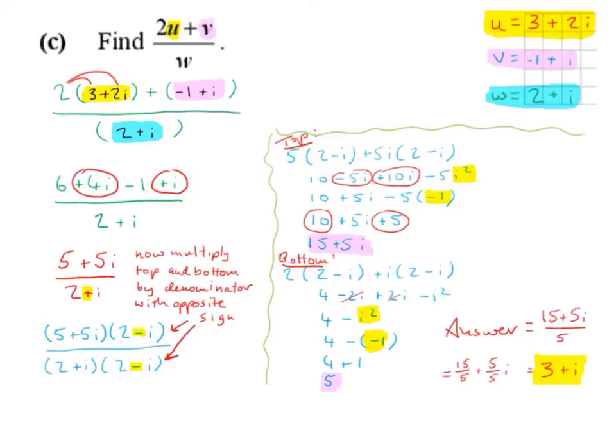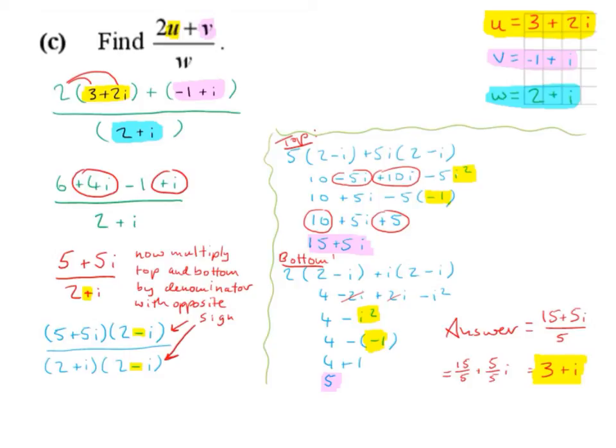So we have 4 minus I squared. We swap I squared for minus 1 with brackets around it. Very, very important, we have brackets around it. Minus by minus is a plus. So we get 4 plus 1. And 4 plus 1 is 5. So our denominator is now 5. So this multiplied out to give us 5.